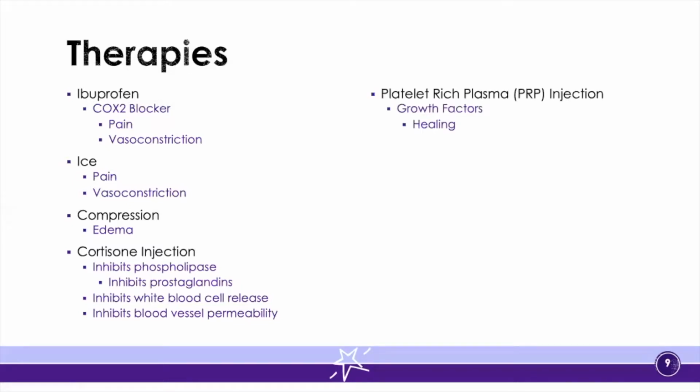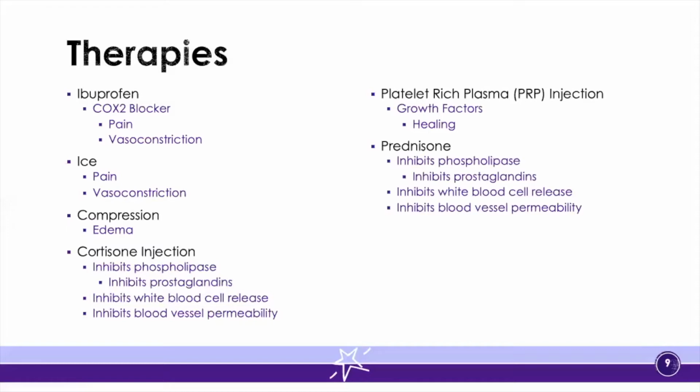Another therapy that we have to treat injuries is platelet-rich plasma injections, or PRP injections. These injections contain a variety of different growth factors that will go in and help in the healing process. So when we start to heal the area a little bit more expeditiously, then we can decrease the inflammation in response to that injured area.